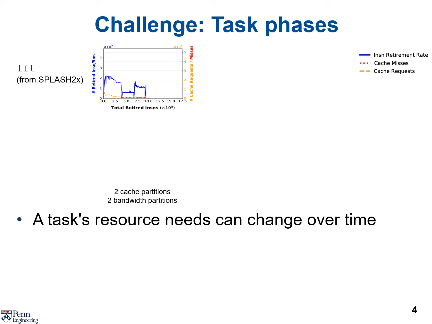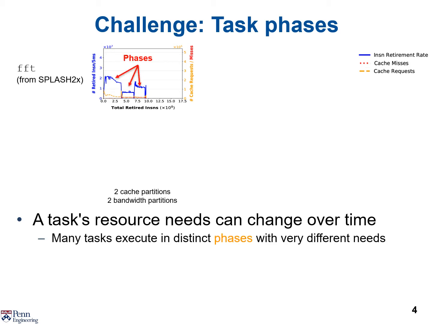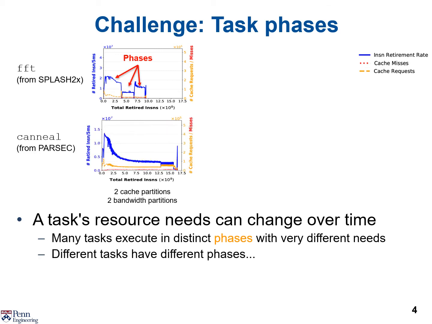If we were to provide a low amount of resources, say 2 cache partitions and 2 memory bandwidth partitions, then we can see that the task's rate of execution follows 3 phases, going from high to low to medium. These phases are going to be unique per application. Comparing against Canneal from Parsec, we can see that there are also 3 phases, but the transition between them is far more gradual and the duration is dramatically different.